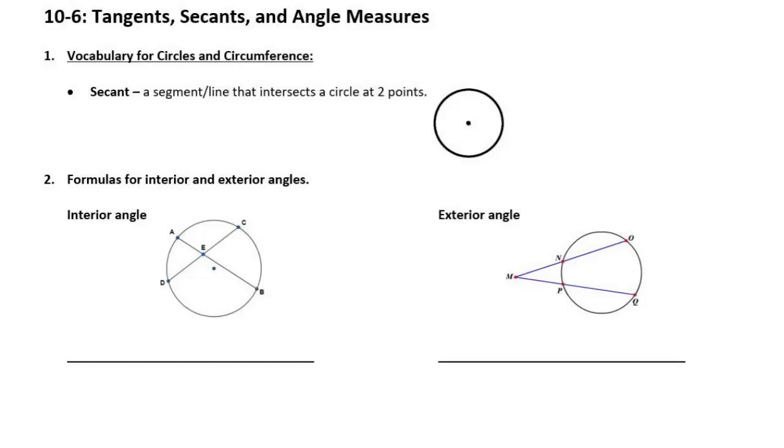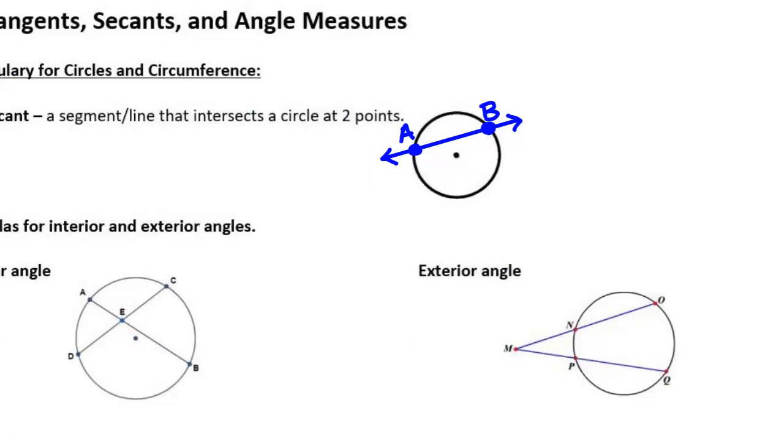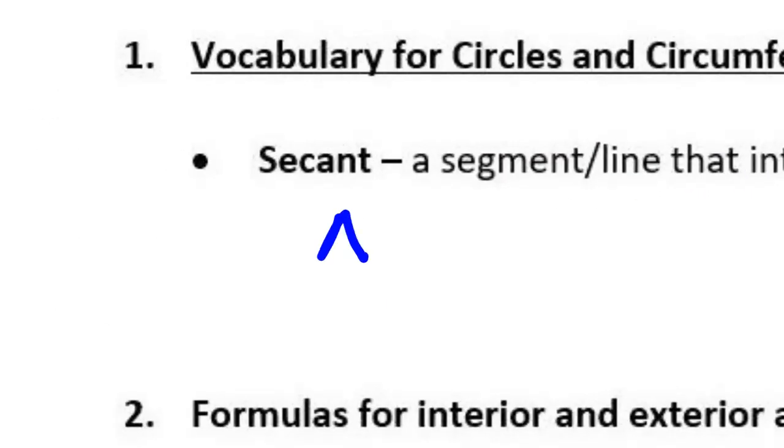All right, so on page 10 in your notes, first thing we're going to do is define a secant. If I have a line that passes through a circle, I'm going to call this point here A, and this point here B. That line, so in this case line AB, is called a secant.